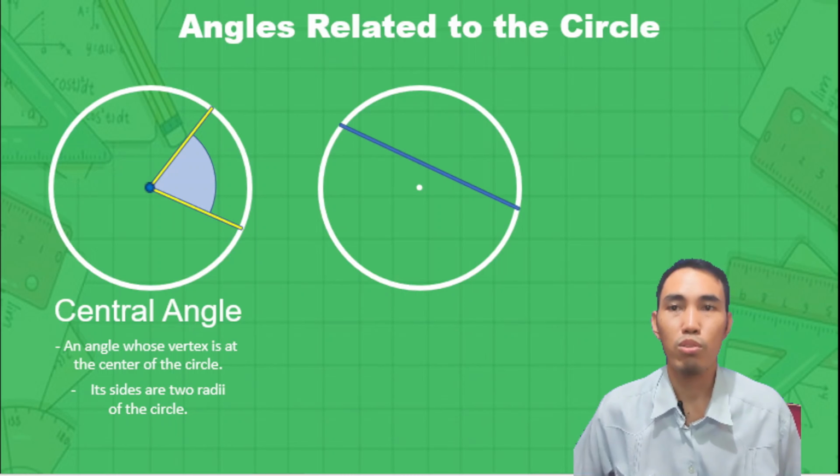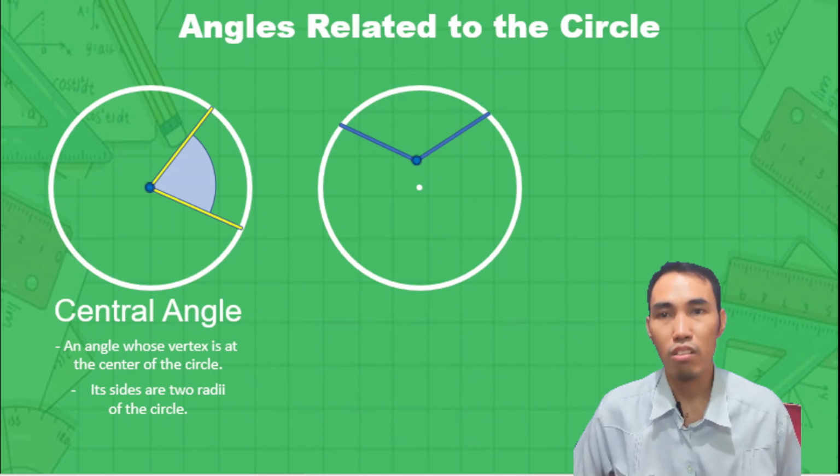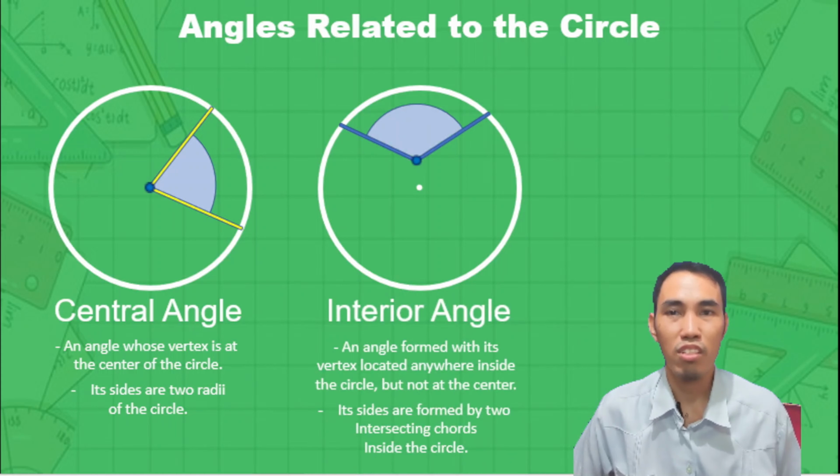2 chords or 2 lines intersecting inside the circle will also form an angle. This next angle here is formed with its vertex located anywhere inside the circle but not on the center. This one is called an interior angle. Its sides are formed by 2 lines passing through the circle or by 2 chords which intersect inside the circle.